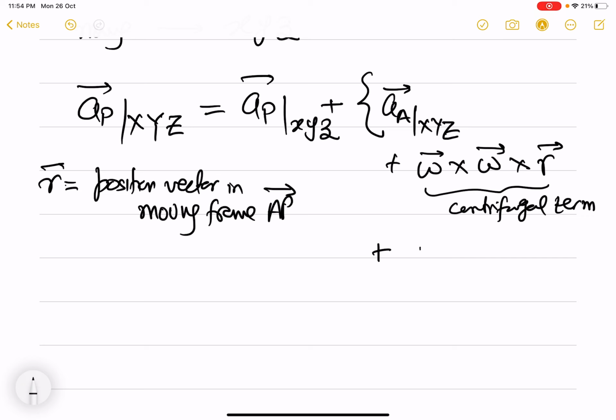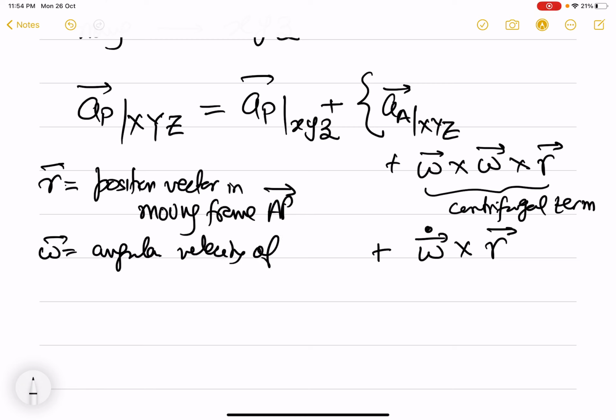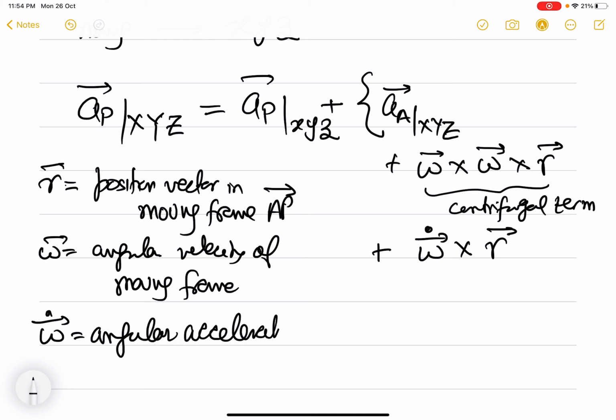Then we have the third term, omega dot cross r. Now omega is the angular velocity of the moving frame, and omega dot is the angular acceleration of the moving frame. And both of these obviously have been measured with respect to the fixed frame. So this term we can call the tangential acceleration.